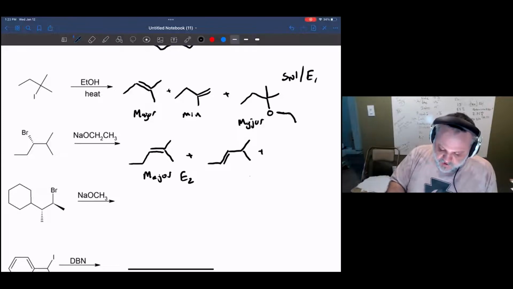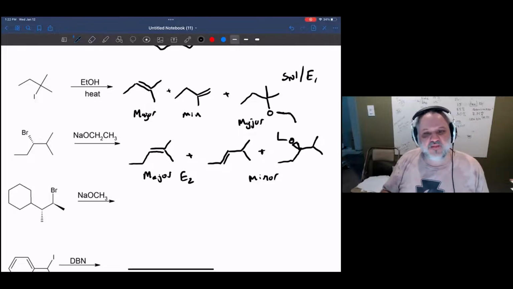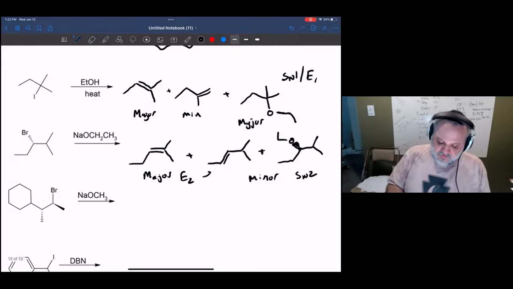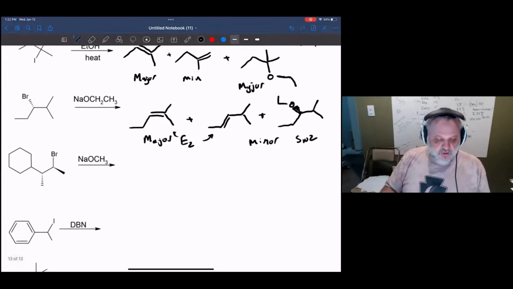And I'll also have a minor substitution product. But remember, it's still SN2, so there's going to be an inversion in the stereochemistry where the ethoxide substitutes for the bromine. So I've got two minor products and a major product. This is the SN2 product, and these are the E2 products. All right, what about the next one?